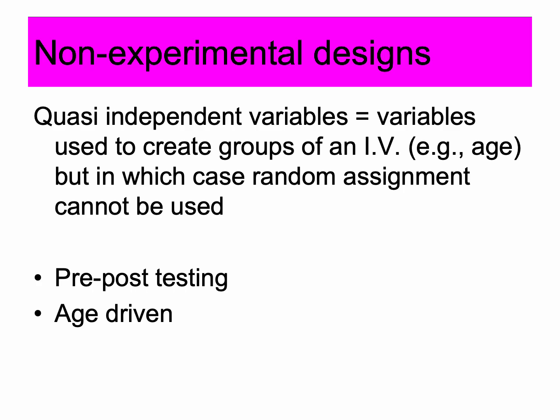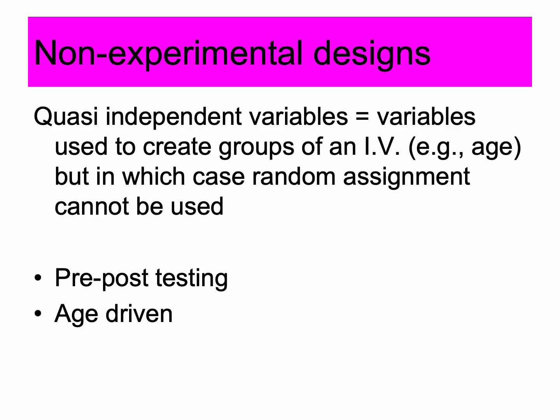And so non-experimental designs we call quasi-experiments, and it could be where we're doing pre and post testing. People get a test prior to a treatment, and then they have a treatment, and then they do a post-test. We can't randomly assign them. We need the people in the pre-test group to be the same people in the post-test group. In that case, there's no random assignment, so it's a quasi-experiment.